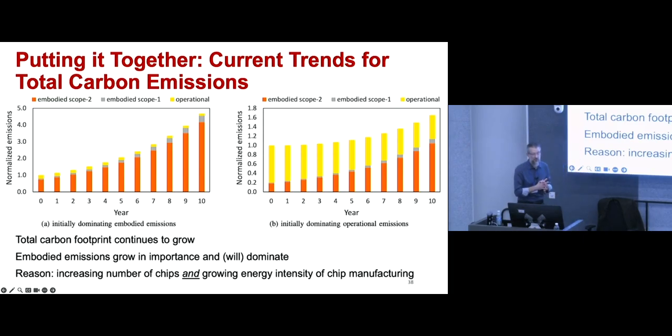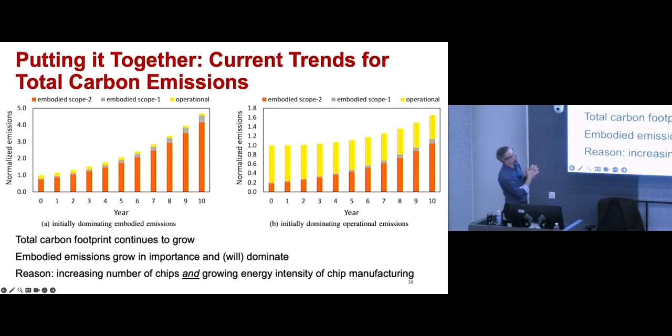So if we use these equations and the annual growth rate numbers and look at what it means for computing, we end up with these two plots. The plot on the left-hand side shows the normalized emissions, assuming that initially the embodied footprint is responsible for about 80% of the total emissions. The plot on the right-hand side assumes that operational emissions are responsible for 80% of the total emissions, so it's mostly operational-dominated. Different types of devices have different relative weights of embodied versus operational emissions. I will be showing graphs about that later.